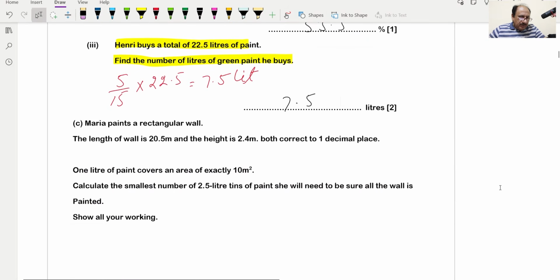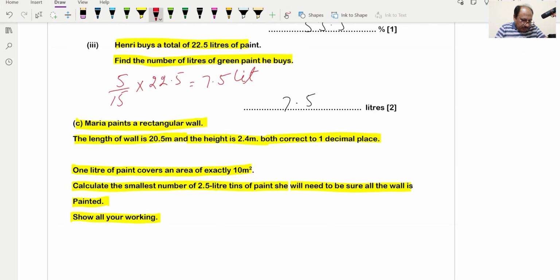Then next, part C. Maria paints a rectangular wall. The length of the wall is 20.5 meters and the height is 2.4 meters, both correct to 1 decimal place. 1 liter of the paint covers an area of exactly 10 meters square. Calculate the smallest number of 2.5 liter tins of paint she will need to be sure all the wall is painted. Show all your working.